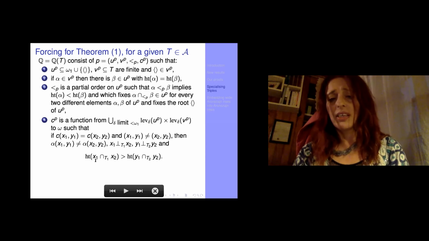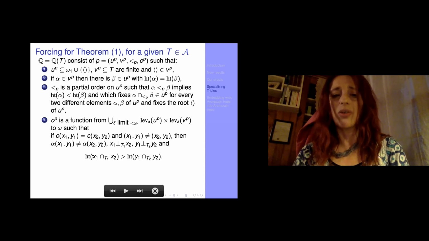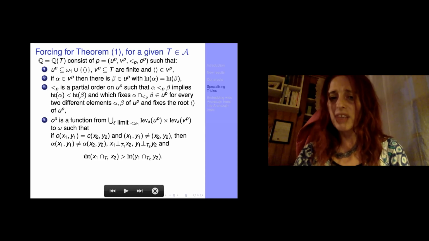And we have this requirement on the height of x1 intersected with x2 being larger than the height of y1 intersected with y2. This height is going to become the level of the tree.